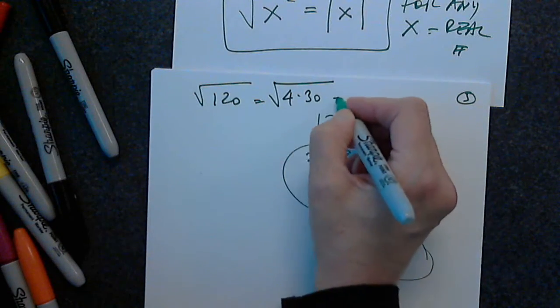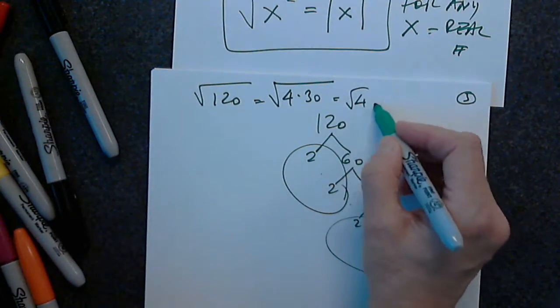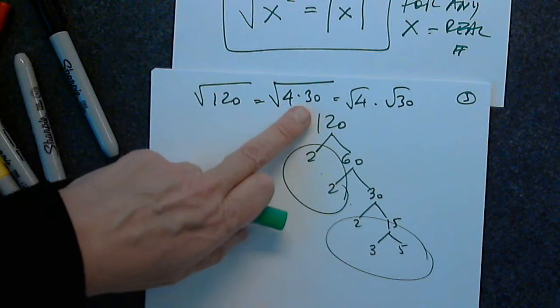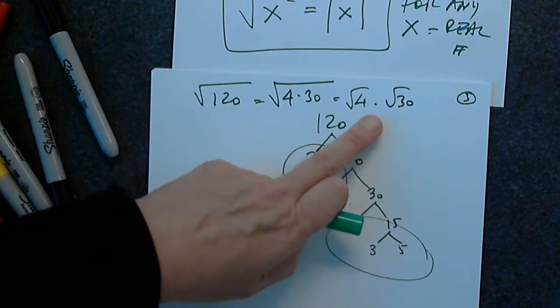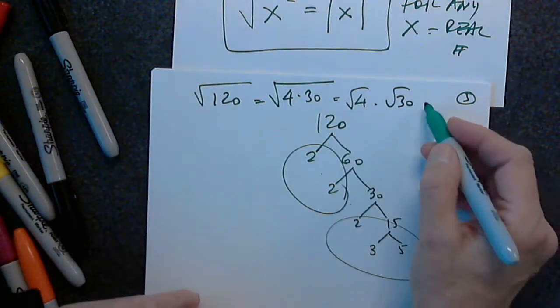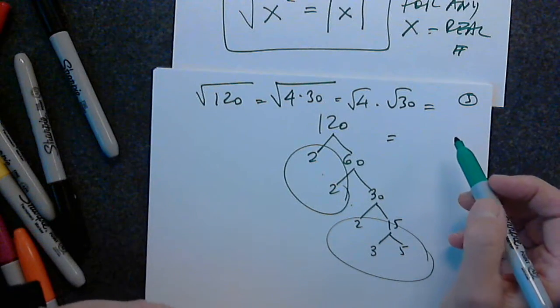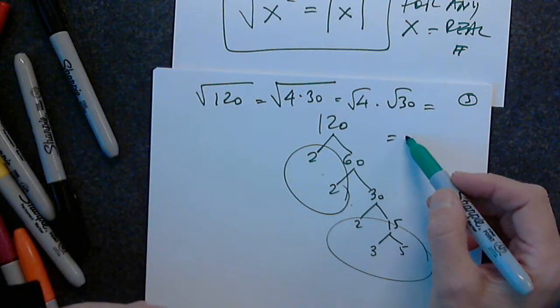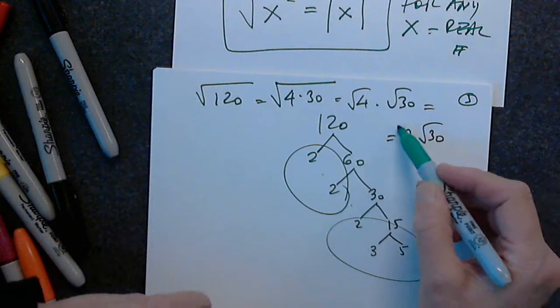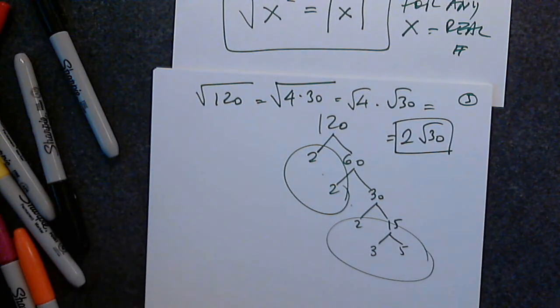So then I know how to present the square root of 120 as 4 times 30. And then I take the square root of 4 times the square root of 30, because it's a product and I'm allowed to split it. And then the square root of 4 will be 2. And then the square root of 30 will stay as is. And this is it.